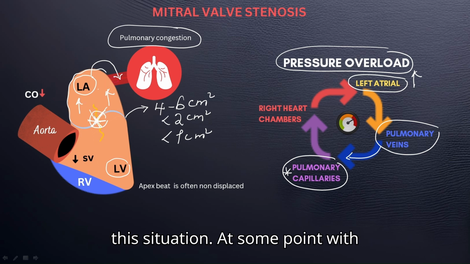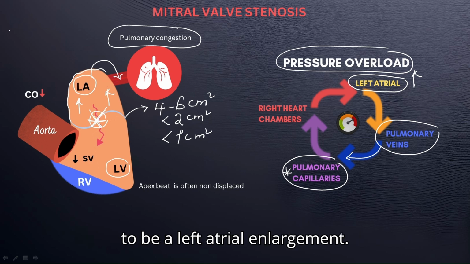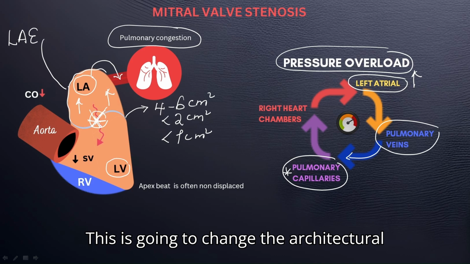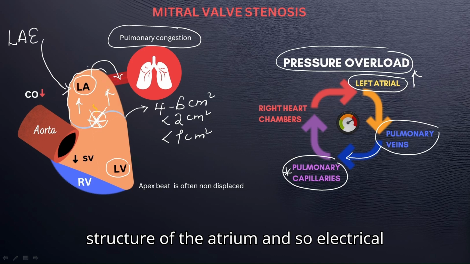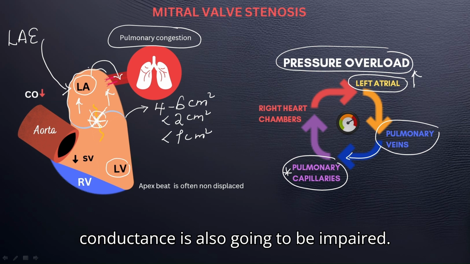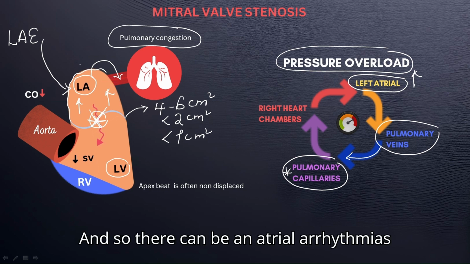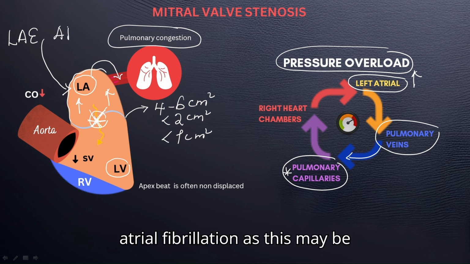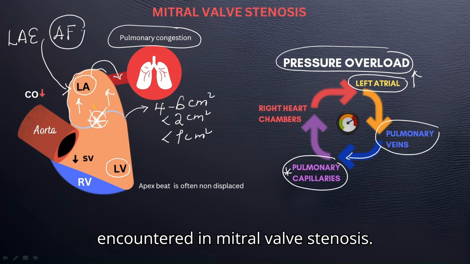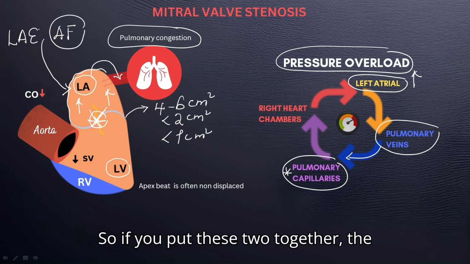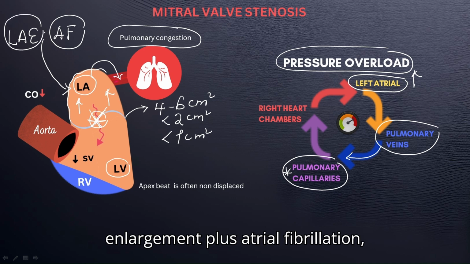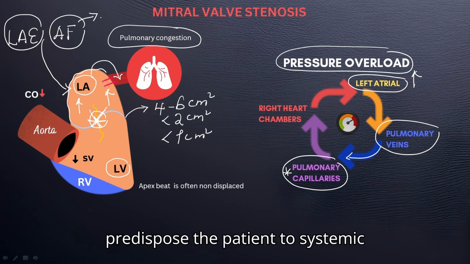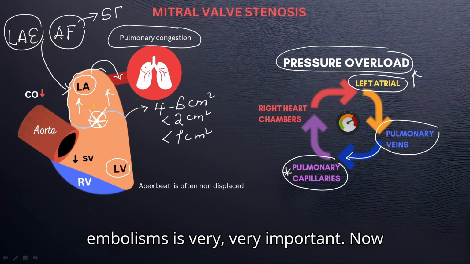At some point, with that increase in pressure, there's going to be a left atrial enlargement. This is going to change the architectural structure of the atrium, and so electrical conductance is also going to be impaired. And so there can be atrial arrhythmias in general, but I would like to mention atrial fibrillation, as this may be encountered in mitral valve stenosis. So if you put these two together, the enlargement plus atrial fibrillation, this poses a risk, or can predispose the patient to systemic embolisms, which is very, very important.